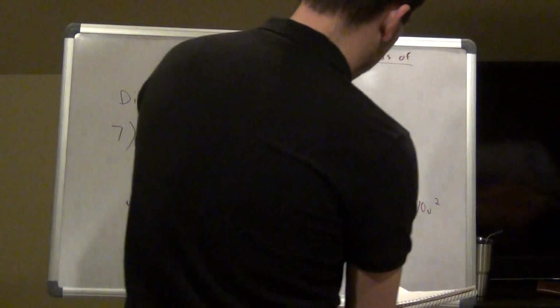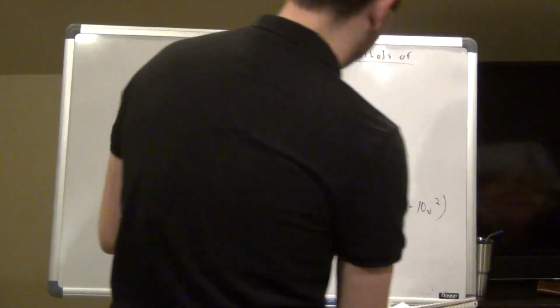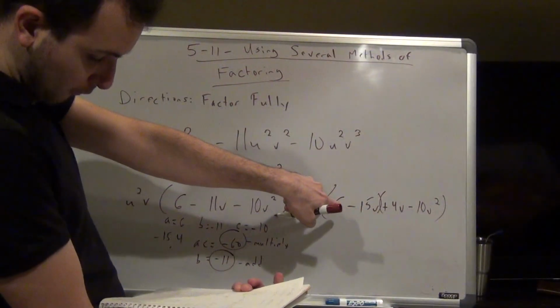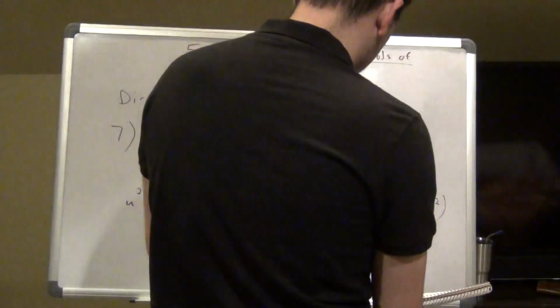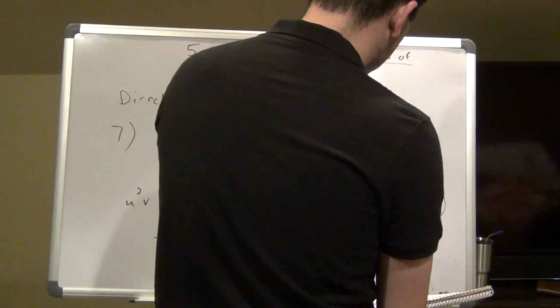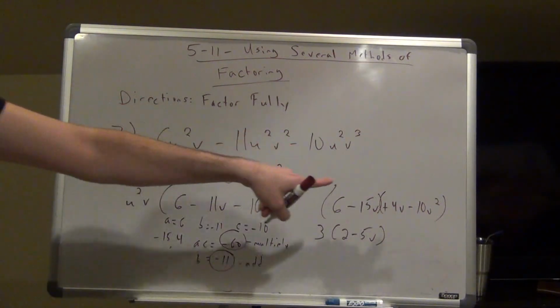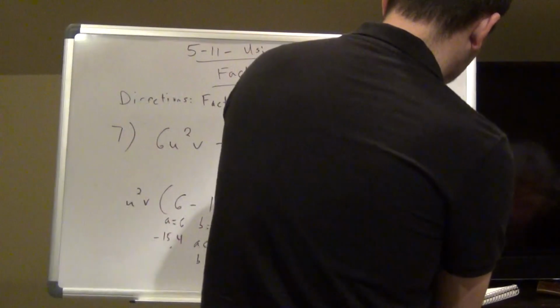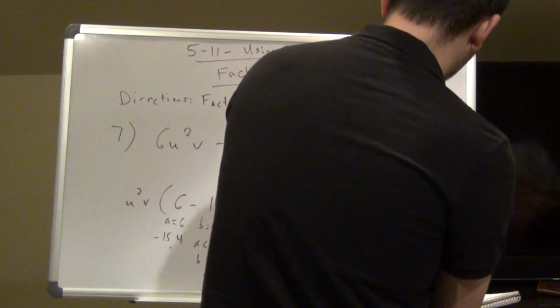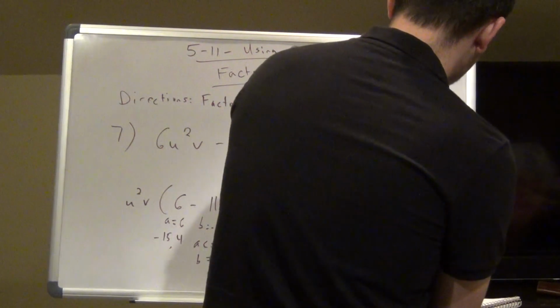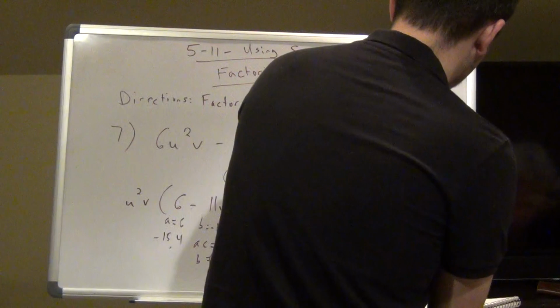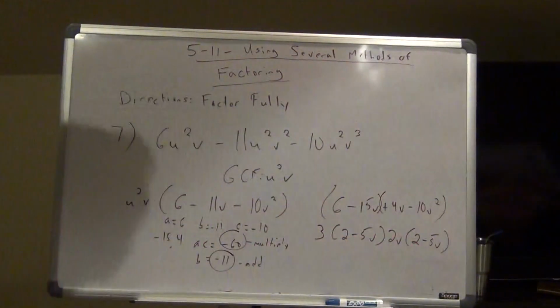So now I'm going to group the first 2 and the last 2, right? Here, 6 and negative 15v, my GCF is 3. When I have that, I'm left with 2 minus 5v. In the second set of parentheses here, they have a 2 in common, also a v. So I'd be left with 4 divided by 2, and the v weighs 2. Negative 10 divided by 2 is negative 5. 1v left. These are the same, that's what I want.